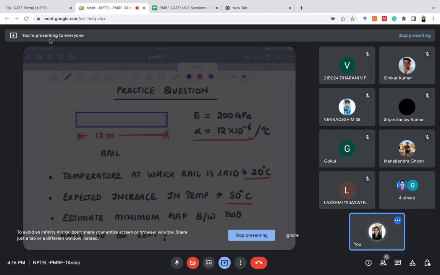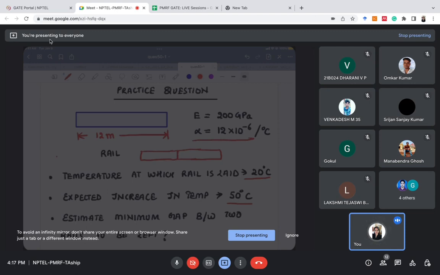Okay, so what happens is, when you are laying the rail, suppose there are two rails. If there is no gap between these two rails, and there is a temperature increase, then some stresses will be generated in these two rails. So whenever the rails are laid, there is some gap left between the two rails.